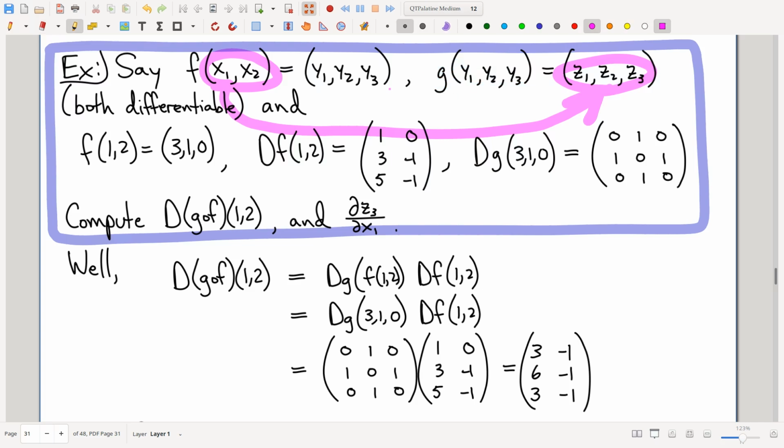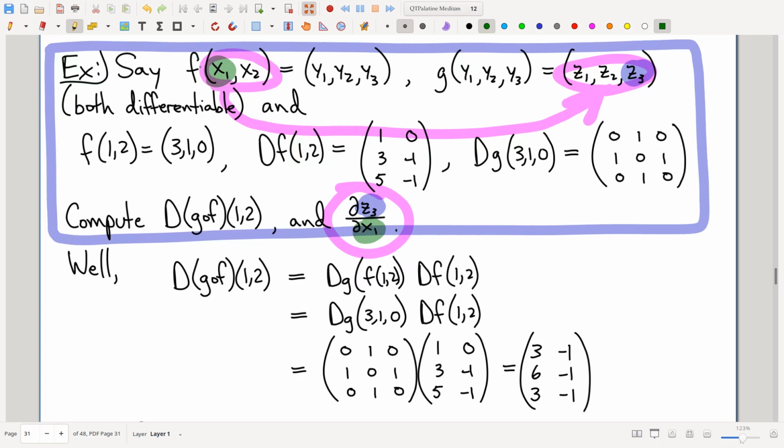Now, various facts are going to be given, but having given those various facts, we're going to be asked to compute what is the derivative matrix of that composition. That'll be the first part that we'll address. We'll get to that in a minute. And then we will also be asked to compute this particular partial derivative. And notice, this is literally a partial derivative of one of the outputs with respect to, well, one of the inputs of that composition.